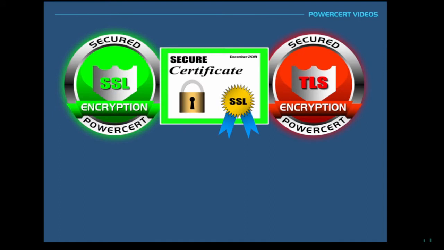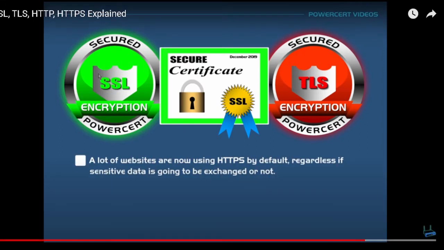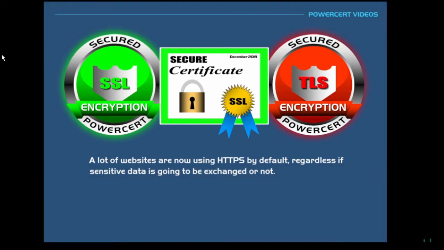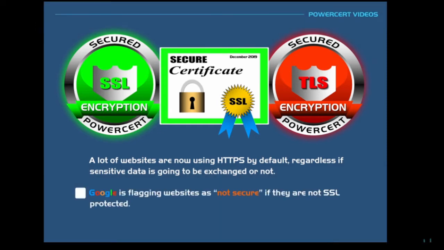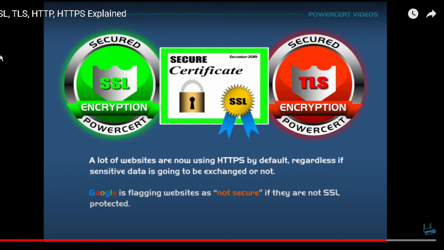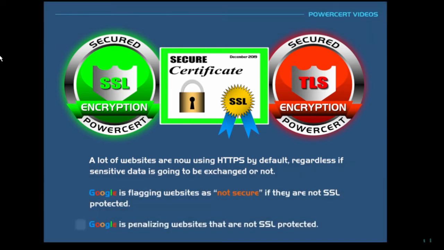It's also important to point out that a lot of websites are now using secure HTTP by default, regardless of whether sensitive data is going to be exchanged or not. And a lot of this has to do with Google, because Google is now flagging websites as not secure if they are not protected with SSL. And if a website is not SSL protected, Google will penalize that website in their search rankings. So that's why now, if you go to any major website, you'll notice that secure HTTP is being used rather than standard HTTP.